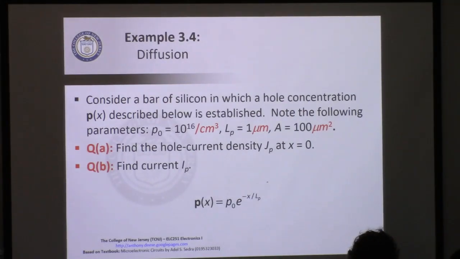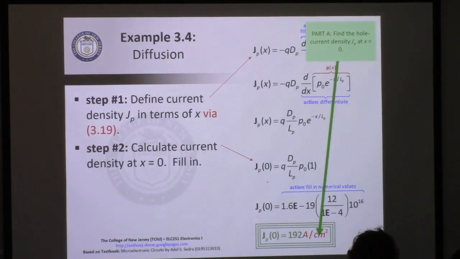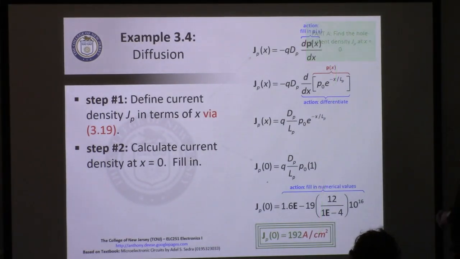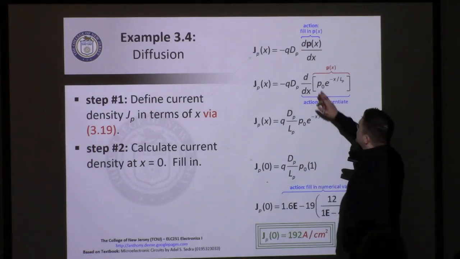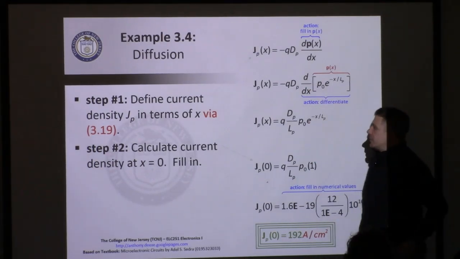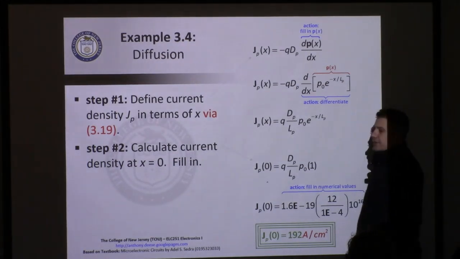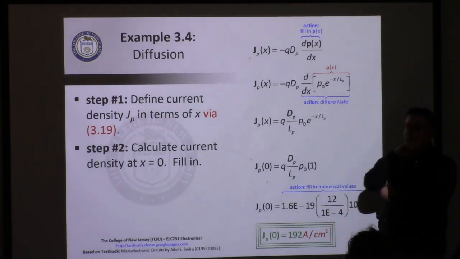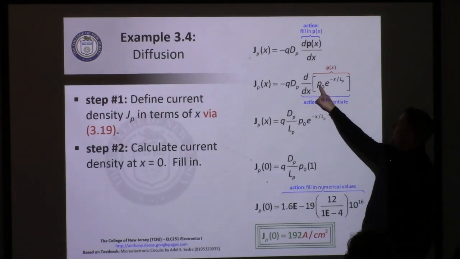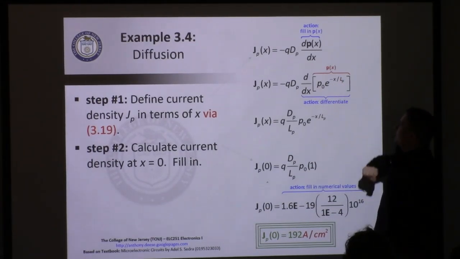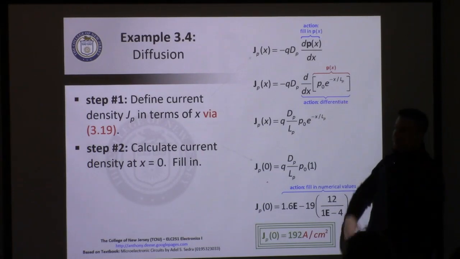Okay. So now, in order to calculate the diffusion current density, we'll use this equation which was given to us previously. It says J of x is equal to negative q Dp dp dx. So the first thing let's do, let's take the derivative of this: P sub 0 e to the negative x over Lp. So how do we take the derivative of this?